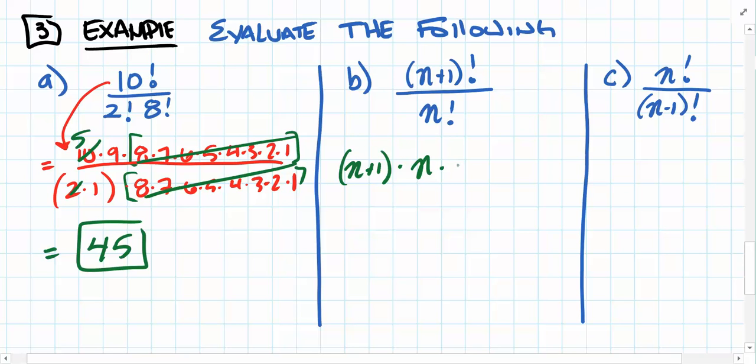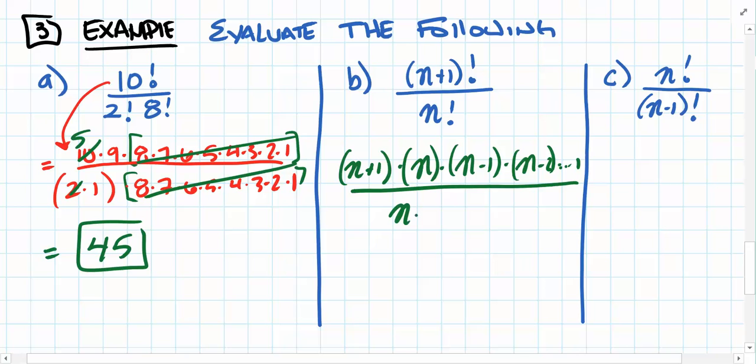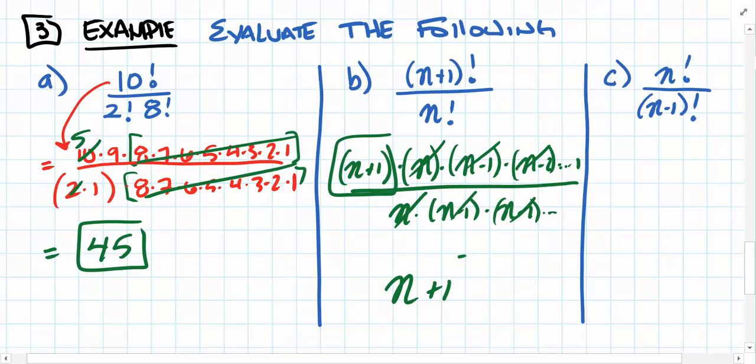And then, of course, the one after that would be n minus 1. And then the one after that would be n minus 2. And these are individual numbers like this, so I'll keep it like that, all the way down to the number 1. Well, the denominator is n times n minus 1 times n minus 2, right, all the way down. So notice each one of these pieces cancel out, and the only thing that you're left with is the answer of n plus 1. That's what that means.